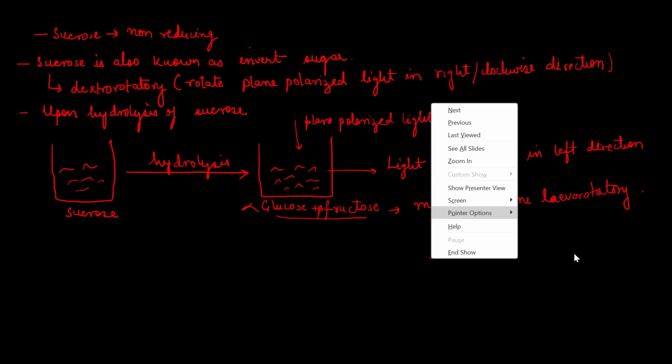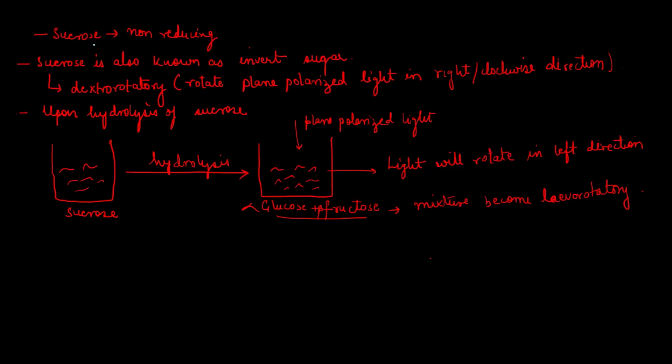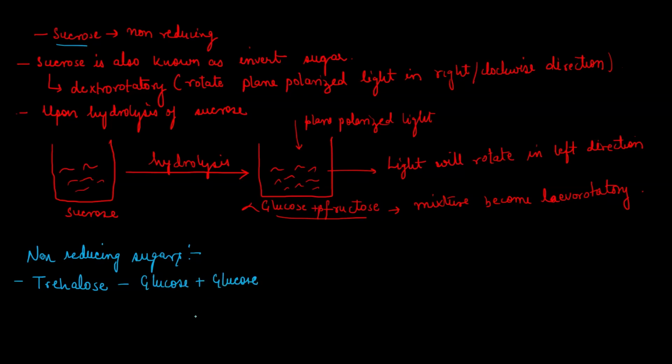But apart from this, let's see two more. Sucrose is one non-reducing sugar, but there are certain other non-reducing sugars. The majority of sugars are reducing in nature. One example is sucrose. The second example is trehalose. It is also a disaccharide, made up of two glucose molecules. Now we can ask that maltose was also made up of two glucose molecules, and trehalose is also made up of two glucose molecules.